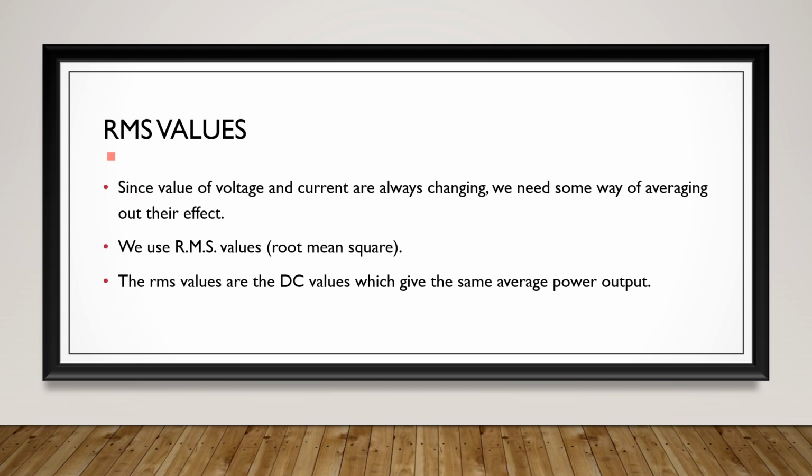So now we are going to know what are RMS values. Since we know values of voltage and current are always changing, we need some way of averaging out their effect. We use RMS values, which stands for root mean square values. The RMS values are the DC values which give the same average power output.